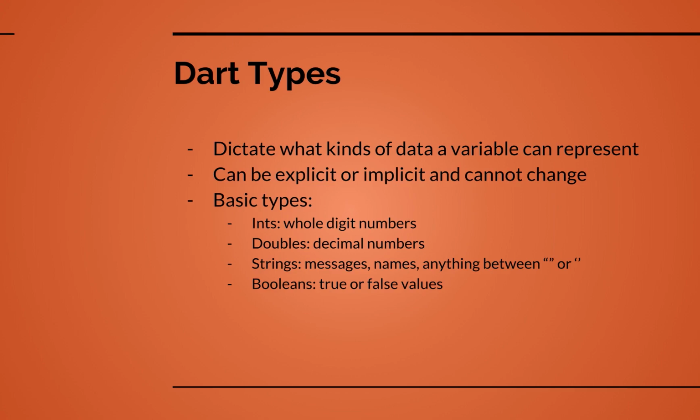So there are four basic types of variables in Dart. There are integers, doubles, strings, and booleans. Integers represent whole digit numbers, so that means 0, -1, +1, etc. Doubles are decimal numbers. Strings are anything between either the double or the single quotes. It doesn't matter in Dart, but they're used to represent messages or names or anything that might have a text value. And booleans are simply true or false. They're the most simple of all variable types.